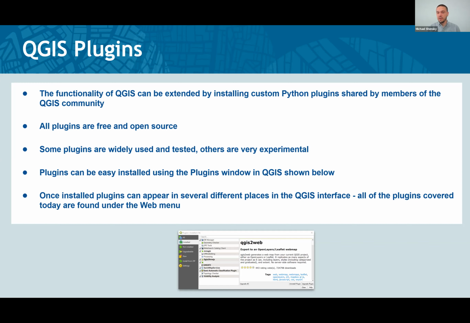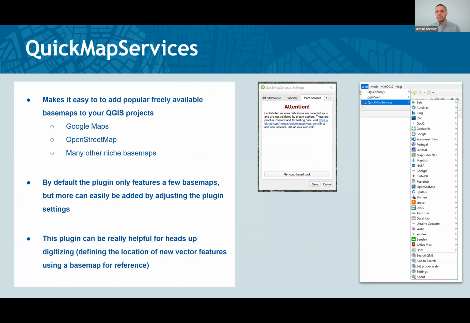They'll be located under the web drop down menu in QGIS. So we'll be talking about three plugins specifically: Quick Map Services, which makes it really easy to pull in like a Google base map or an OpenStreetMap base map.